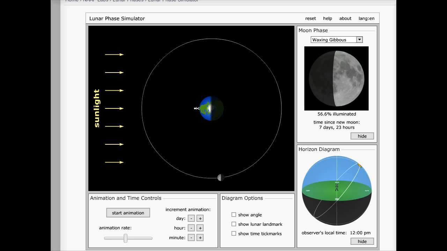Let's see. How much of the earth would you see? Well, you can see half the earth. Here you are. Half the earth is dark and half the earth is light, so you would see a half earth. So let's go a little bit farther each day.